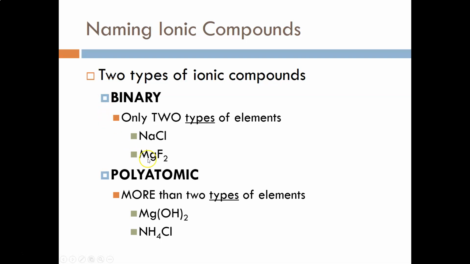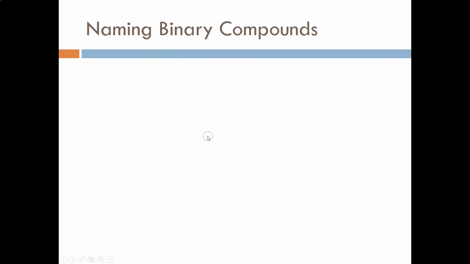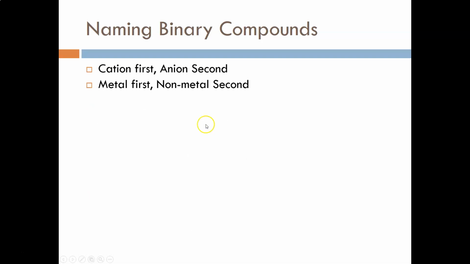When we name binary compounds, you put the cation first and then the anion. That's basically the same as metal and nonmetal. You ignore the subscripts. You do not have to tell people what your subscripts are. They can figure it out themselves. That's something that's kind of nice. You don't have to tell them.